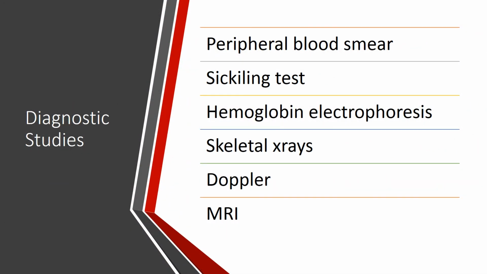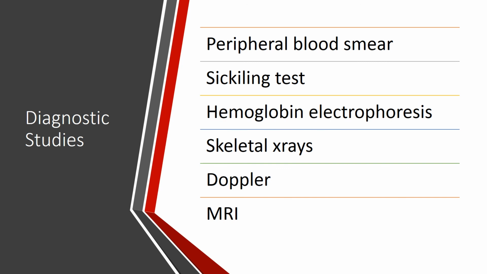The diagnostic studies for sickle cell disease are as follows. A peripheral blood smear may be used to reveal the sickled cells and the abnormal reticulocytes. A sickling test shows the presence of hemoglobin S and can be diagnosed when the RBCs are exposed to a deoxygenated agent.